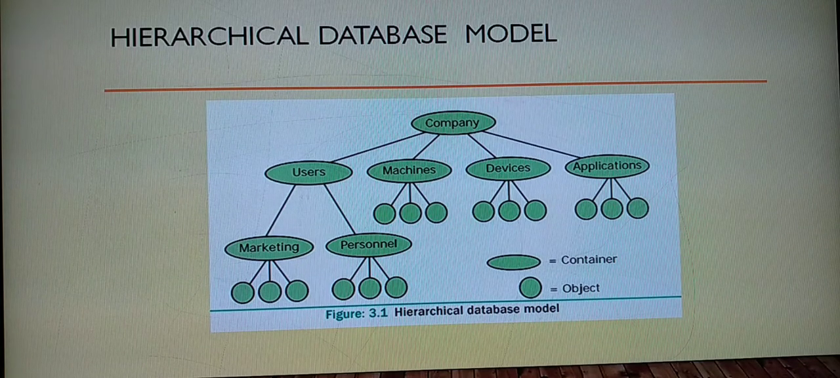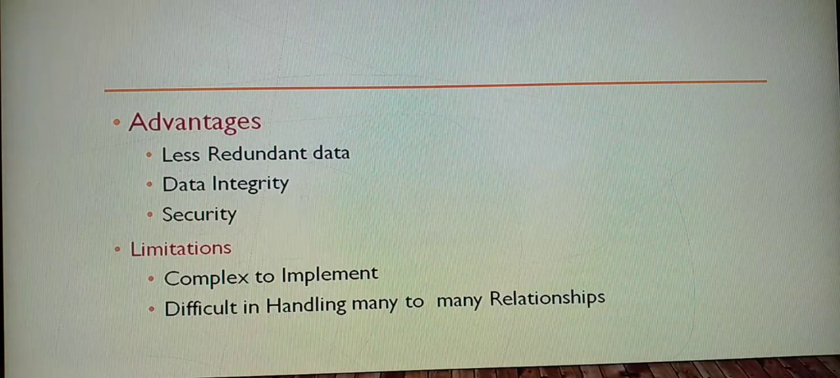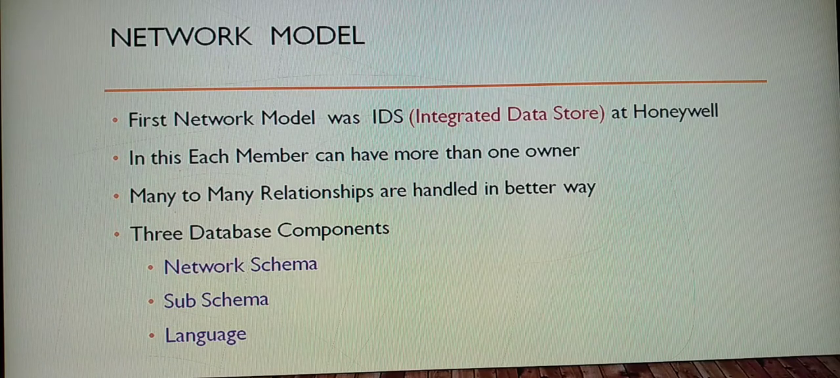Since it is a 5-mark question, for each and every database model you have to write the introduction, next the advantages and the limitations, next you must draw this example diagram. See this one, already I have explained it for you. So this is your hierarchical database model example. Yes, next one it is your network model.